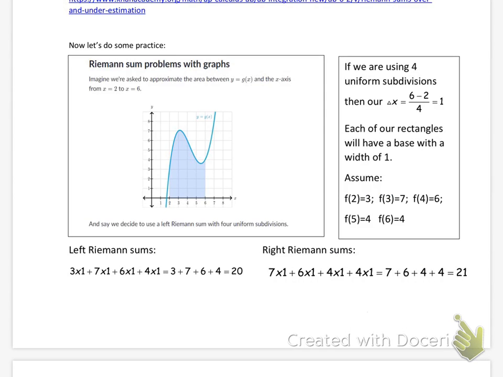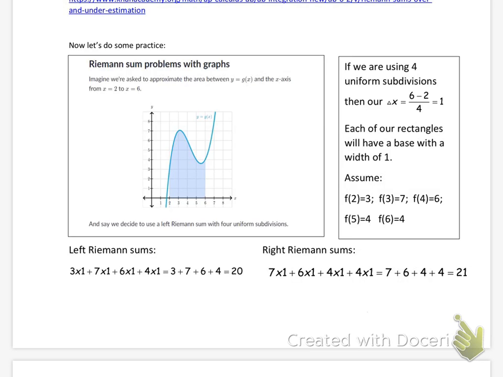Okay, so here's our first practice. Imagine we've been asked to approximate the area between y equals g of x, so that's the function, and the x-axis. And we're only going to focus our attention from x values of 2 to 6. So 2 to 6 only.